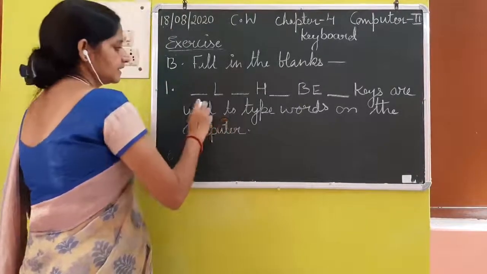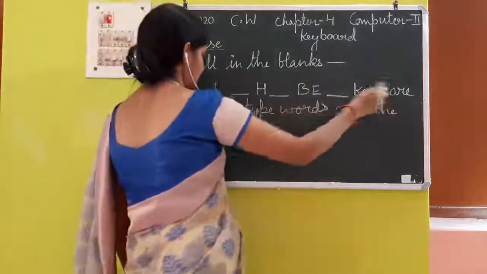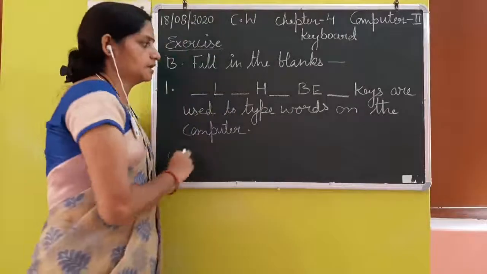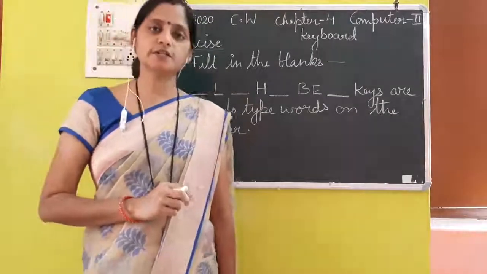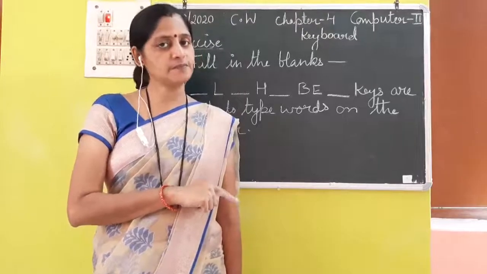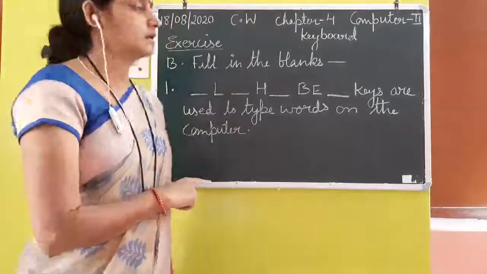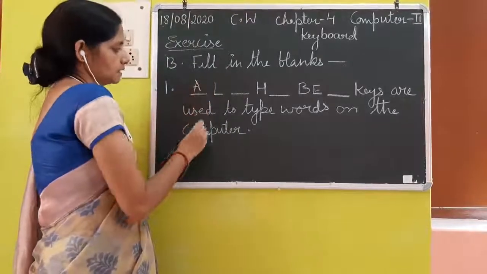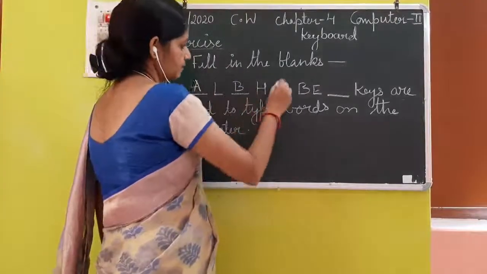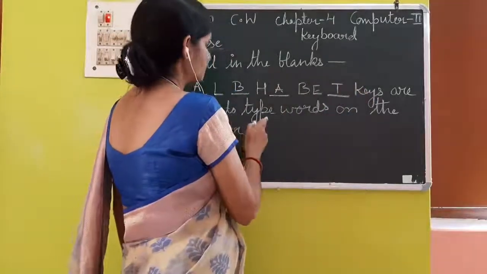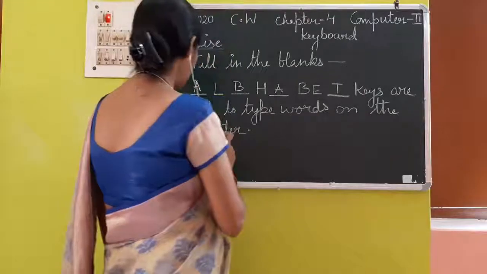So children, dash keys are used to type words on the computer. Children, which keys are used to write words on the computer? Words, just now we have studied in our previous question also. Alphabet keys are used for writing words on the computer. Alphabet keys are used to type words on the computer.